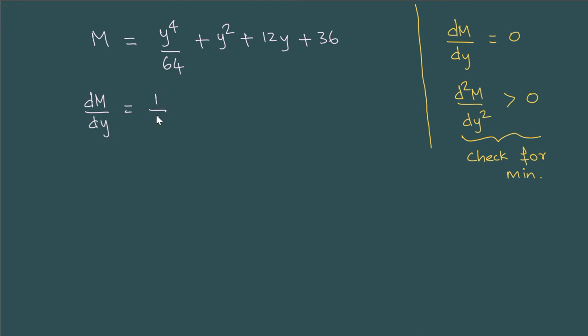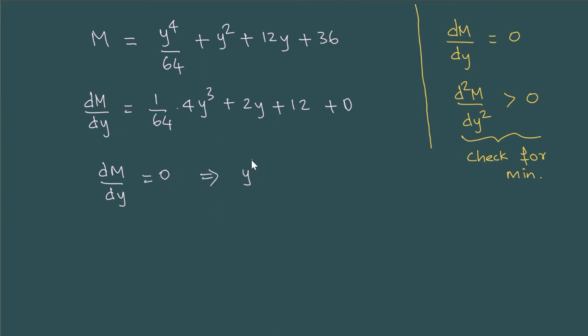Okay, so this is 1 by 64, and then I have 4y cube. Then the derivative of y square is 2y, so y is just 1, so 12, and this is a constant, so we can ignore this. Now we want this to be 0, right? So dm by dy is 0. So if this is 0, what do we have?